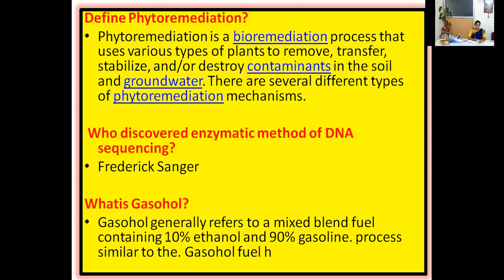Who discovered the enzymatic method of DNA sequencing? Frederick Sanger. This Frederick Sanger enzymatic method of DNA sequencing is also known as the ddNTP method. ddNTP stands for the dideoxy method of DNA sequencing.